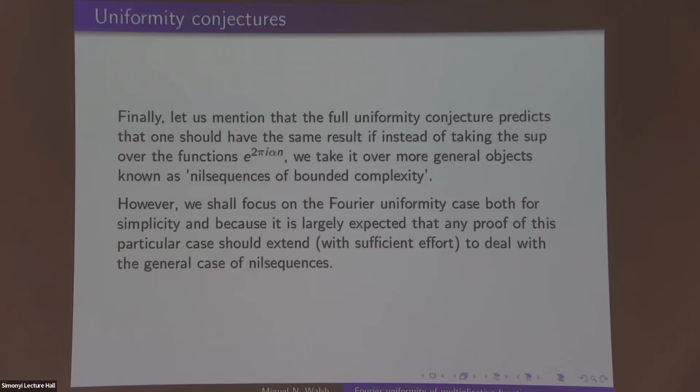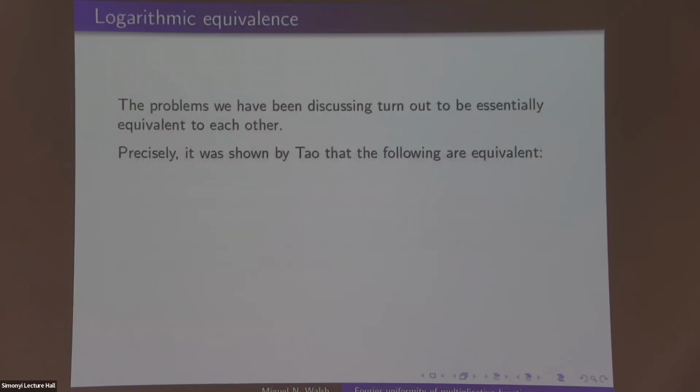So I told you about these three conjectures, Chowla, Sarnak, and the uniformity conjecture. And of course, the point is that they turn out to be essentially the same question, the three, in the following sense. Precisely, it was shown by Tao that the following statements are equivalent.